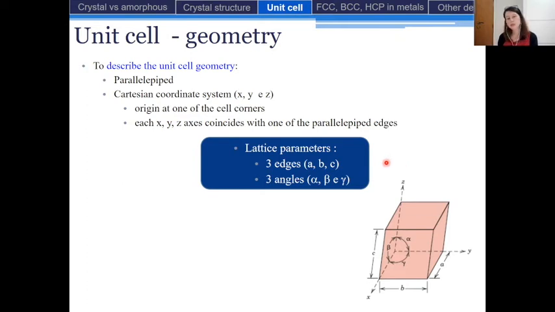And so to describe the unit cell, or this parallelepiped, we are going to use 6 parameters called lattice parameters. We are going to describe the 3 edges, so the dimensions of these 3 edges, which are A, B, and C. So A along the X axis, B along the Y axis, and C along the Z axis. And we are also going to use 3 angles, the interaction angles. We have alpha, beta, and theta in order to describe these 3 angles.